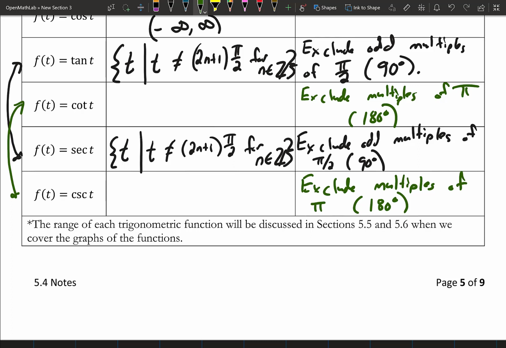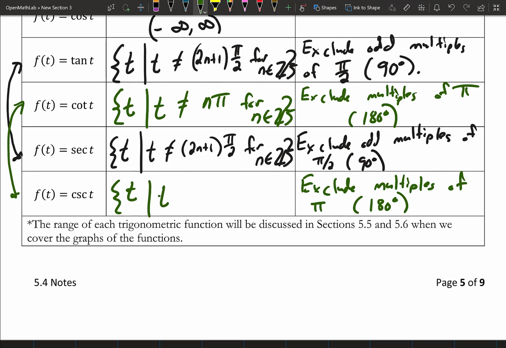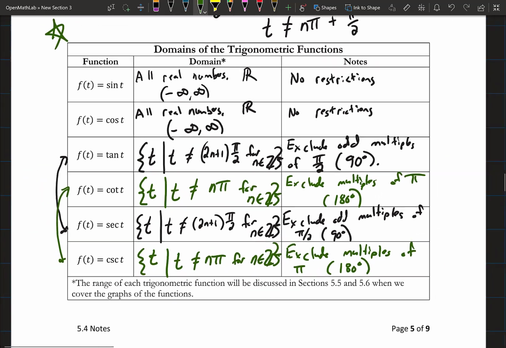Right, so how we can write that in set builder notation. We'd have the set of all t such that t is not equal to n pi for some integer n. So same thing, a set of all t such that t cannot equal n times pi for some integer n.